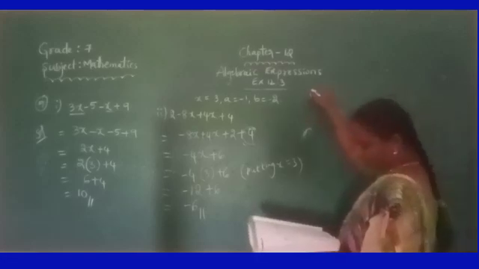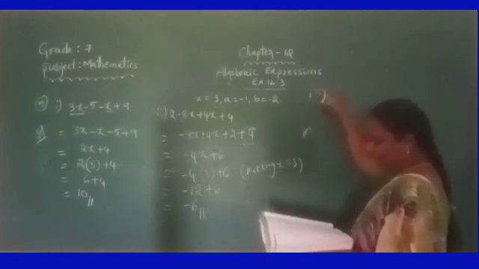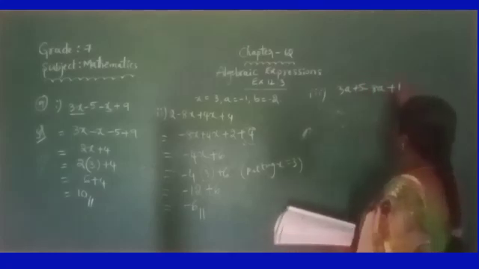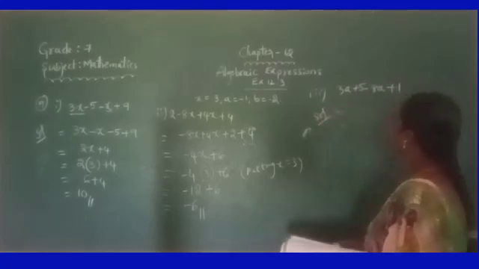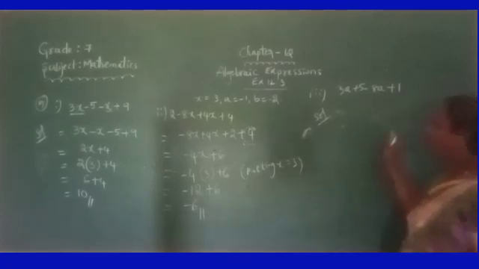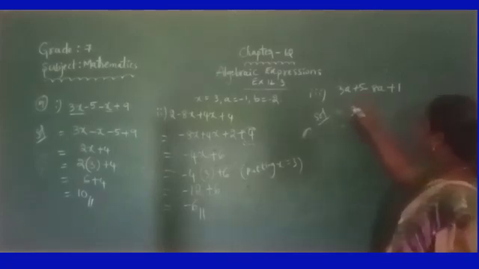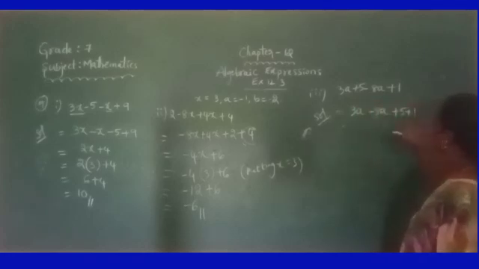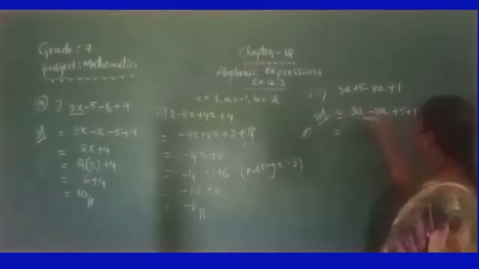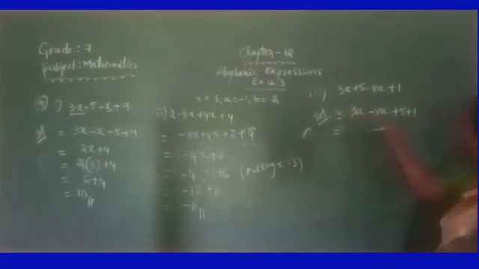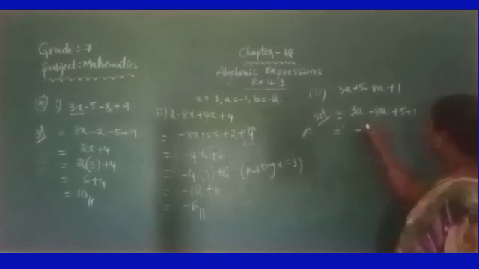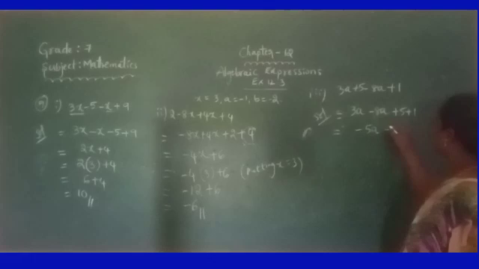Right. Next see third one, 3a plus 5 minus 8a plus 1. Now here write the a terms, 3a minus 8a, and write the constants, plus 5 plus 1. Before going to substitute, simplify 3a minus 8a. So how much? That is minus 5a plus 5 plus 1 is equal to plus 6.